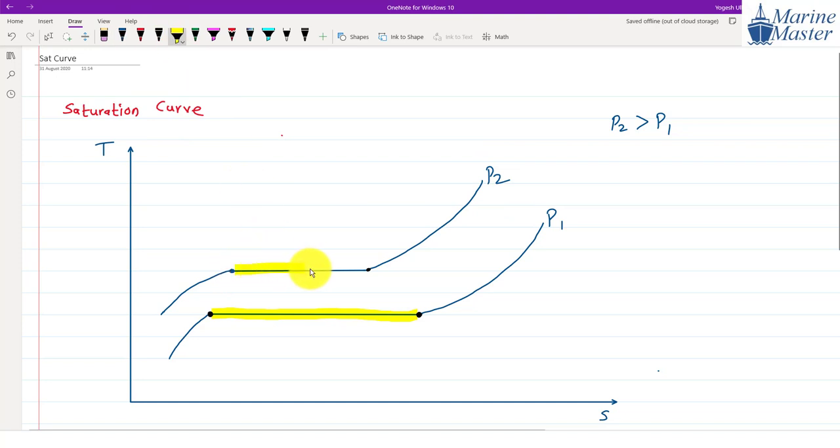And this is the wet vapor region for P2 pressure. Now, if you observe these two regions, what is the difference between them? If you observe carefully, we come to know that this region is reducing. Then again, I'm increasing the pressure to P3, which is greater than P2. So what will happen? Observe for this region. We are seeing the P2 pressure.